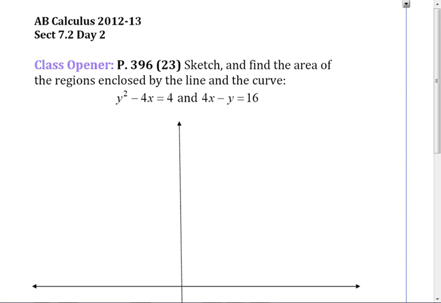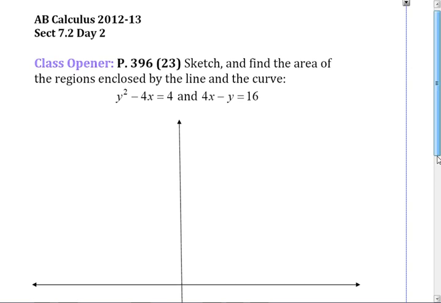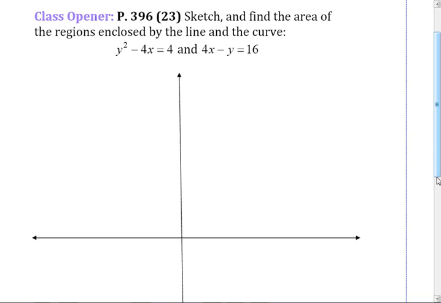I want you to do the packet, but you probably should do a few extra problems. This is a problem, I believe it's in your homework. We have to figure out how to graph that. Okay, so first, I always like to do easy things first, and I feel better.